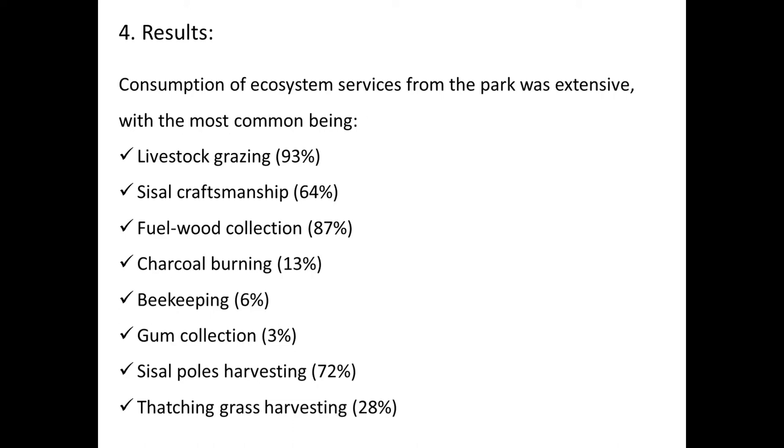64% of the respondents said that they use it for size of craftsmanship. 87% of the respondents extracted fuel wood from the park. 13% of the respondents were burning charcoal. Beekeeping accounted for 6% of the respondents using the park. Gum collection was 3%. Only 3% actually reported that they are harvesting gum from the park. Size of poles harvesting, up to 72 respondents said that they harvest size of poles from the park, and 28% of the respondents argued that they harvest touching grass from the park.